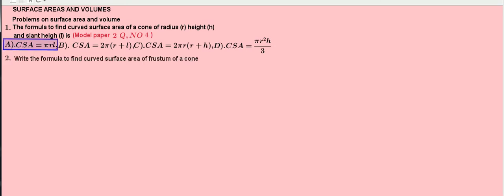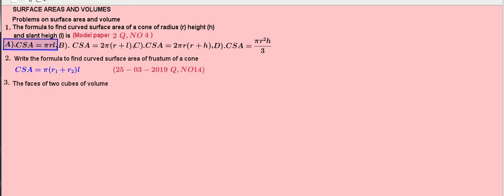Question 2. Write the formula to find curved surface area of frustum of a cone. Answer: CSA equal to pi into R1 plus R2 into l. You can find this question in the March 2019 annual examination question paper.